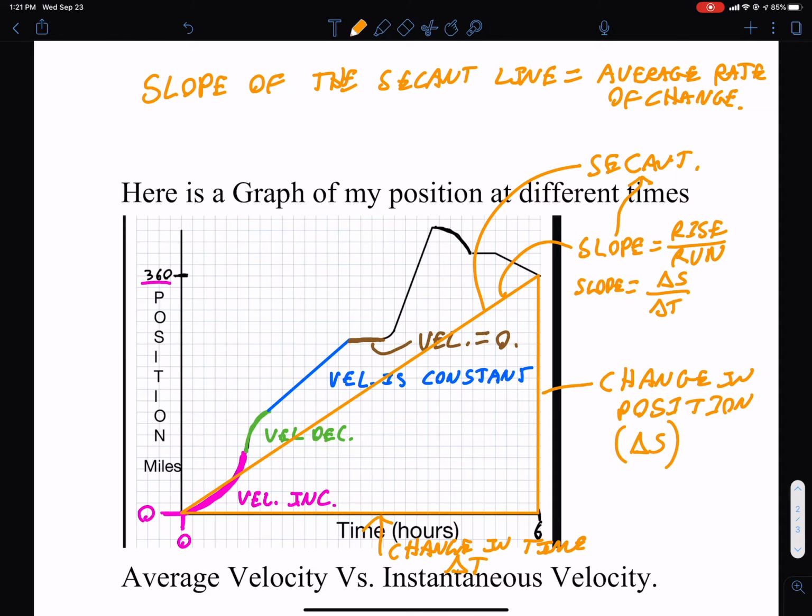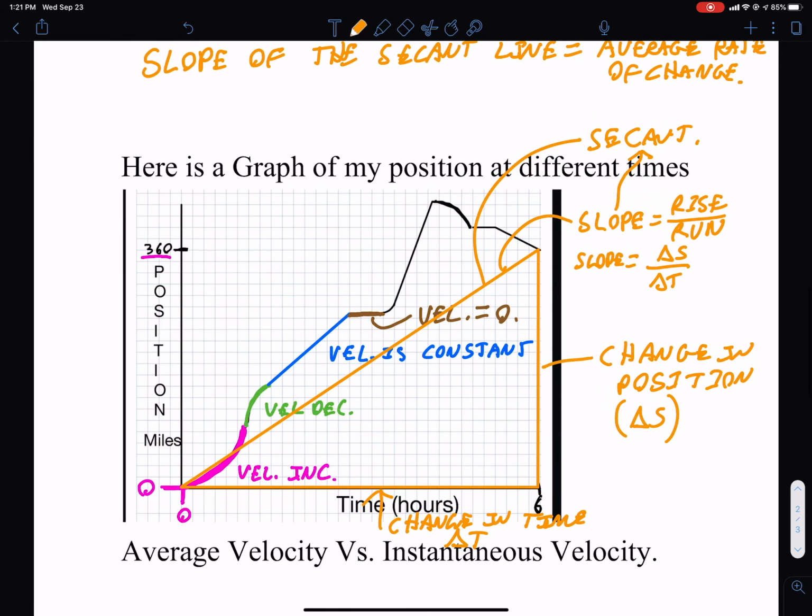So what does the average rate of change tell you? It just tells you over a long period of time, in this case 6 hours, that my average rate of change or my average velocity was 60 miles per hour on this trip. It doesn't mean I was going 60 miles per hour on the whole trip. Clearly it doesn't mean that, because I stopped here, my velocity was 0, and I stopped here, my velocity was 0, and here my velocity was negative, I was going backwards, so I wasn't going 60 miles per hour for the whole trip. But on average, over this long period of time, my average velocity was 60 miles per hour.